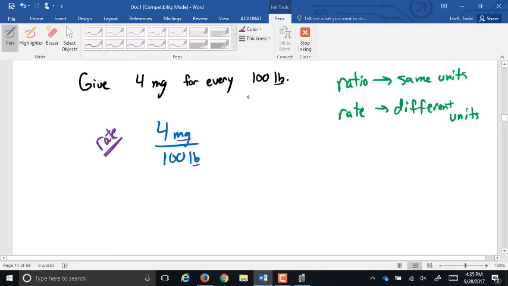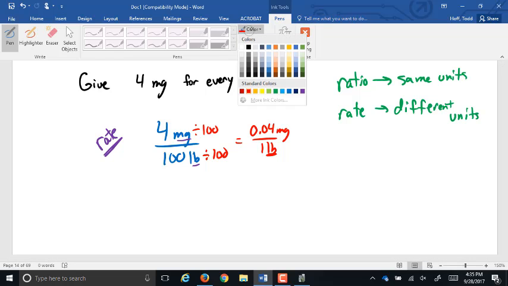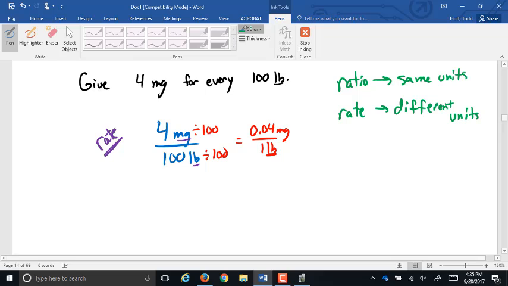Now, most rates would get reduced to a unit rate. This is one where it's not going to happen that way, or we probably could. Let's do it. Let's divide out the 100. So 100 pounds divided by 100 is 1 pound. 4 milligrams divided by 100 is 0.04 milligrams. So as a unit rate, that gets listed out as 0.04 milligrams per pound, like that.